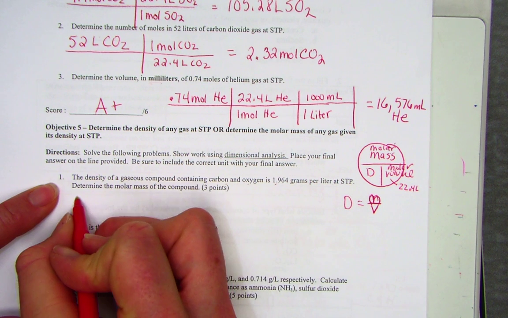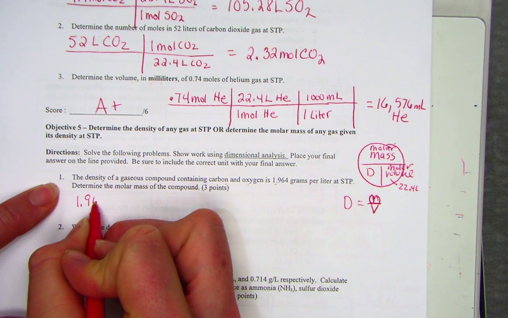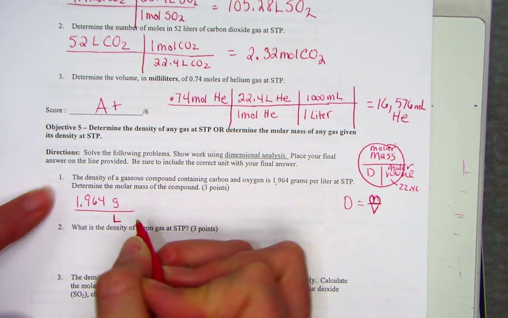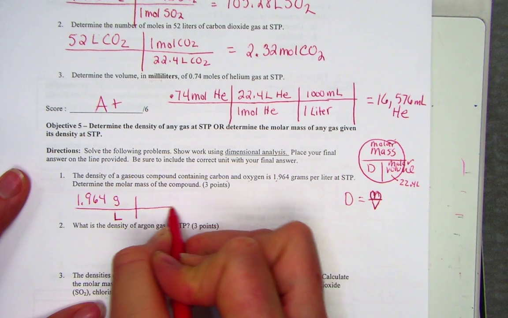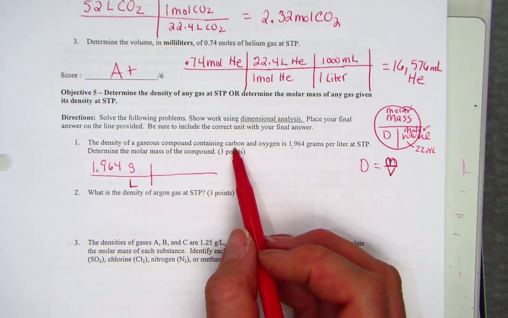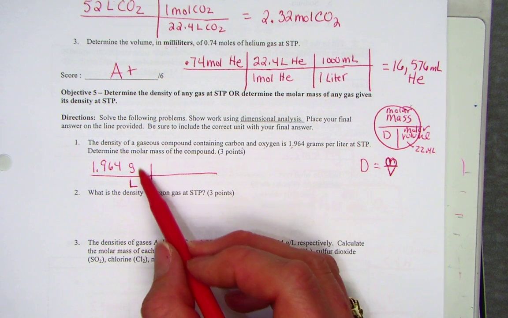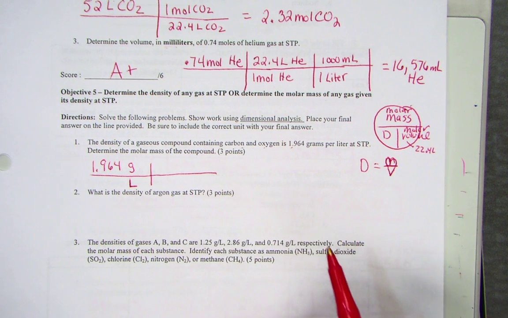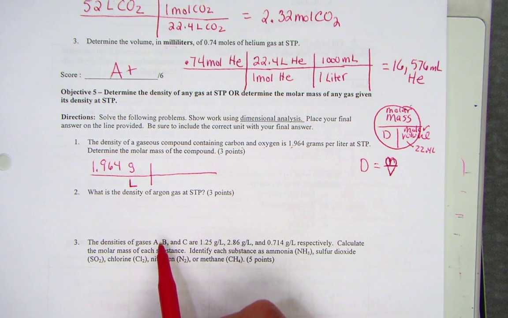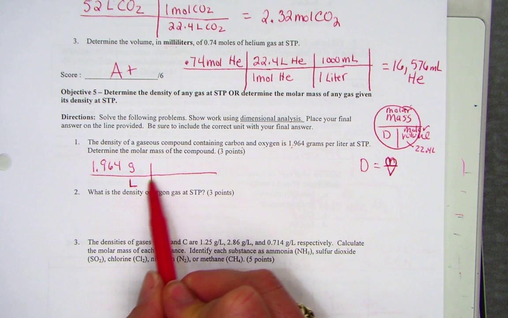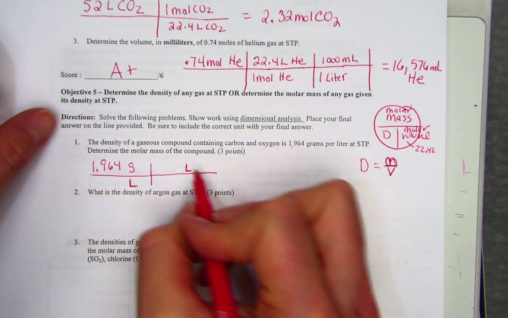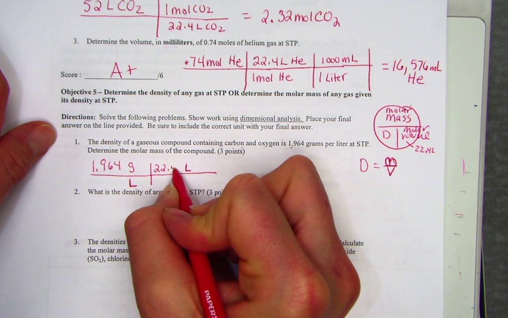We'll start by writing the number, 1.964 grams per liter. We can't write a label because we don't know the compound. We know it's made up of C's and O's, but we don't know the formula, so I have to leave that label out. 1.964 grams per liter is the density. We want the liter to cancel, so the liter has to go on top. Density times the molar volume of 22.4 liters.